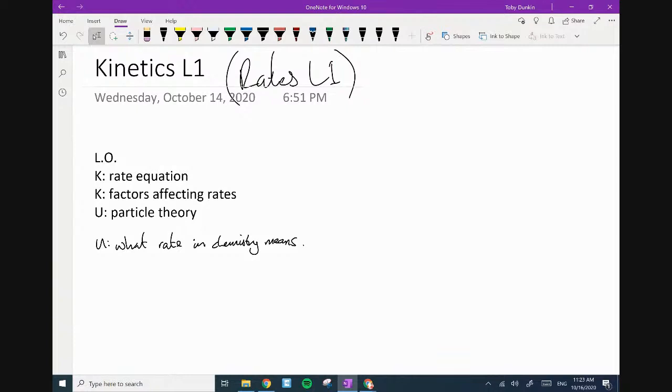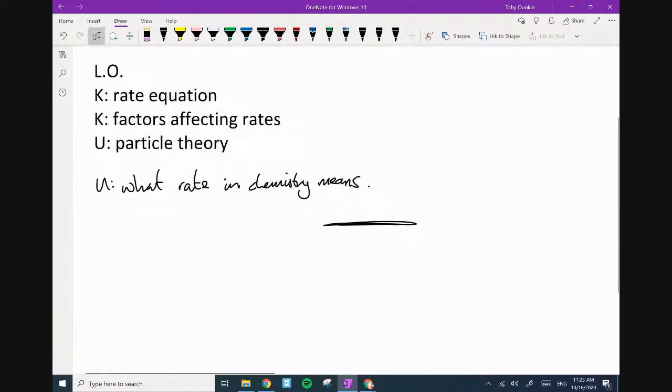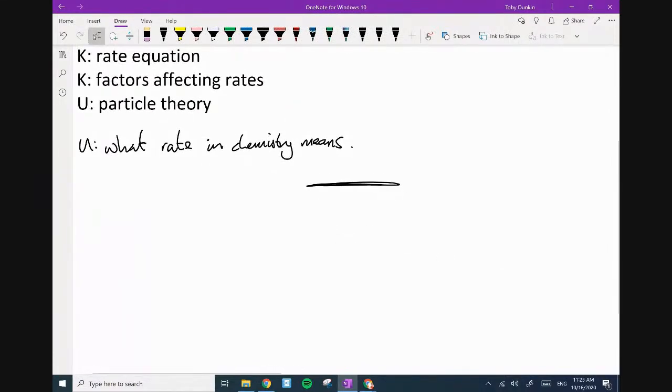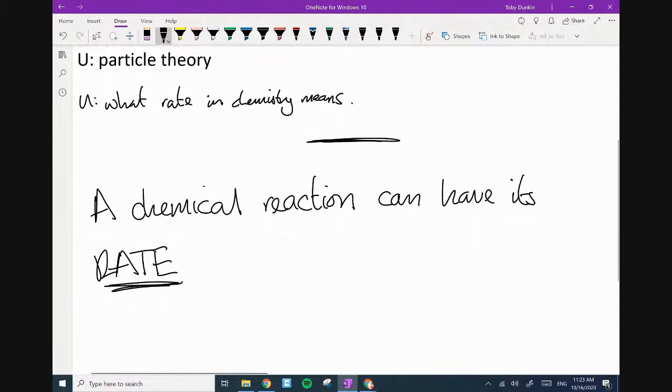So, okay, kinetics, what is rate? So this is about rates of reaction. So let's put in some notes into our books. Now that you guys have got your learning objectives in. A chemical reaction can have its rate. Notice my capitalization. Now, this word can have its rate measured.